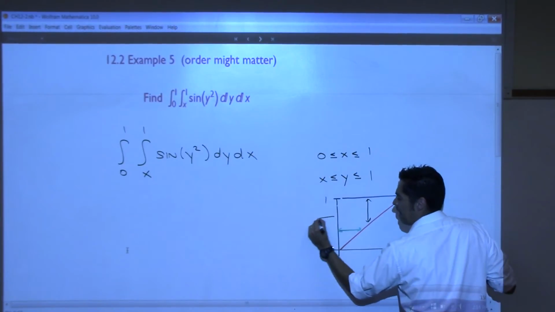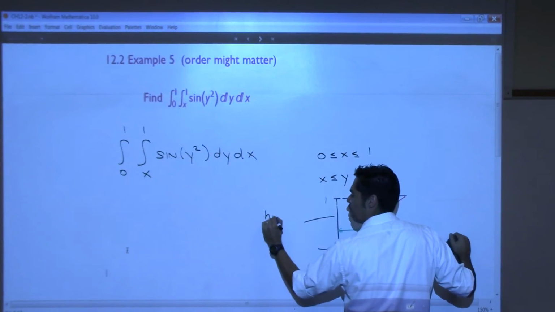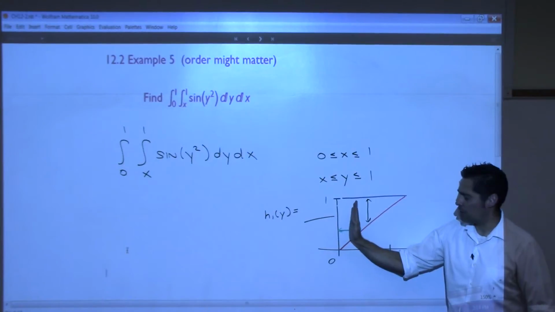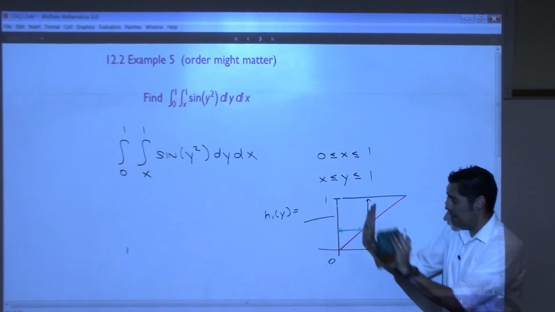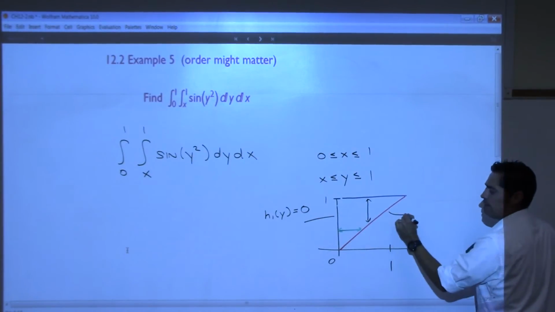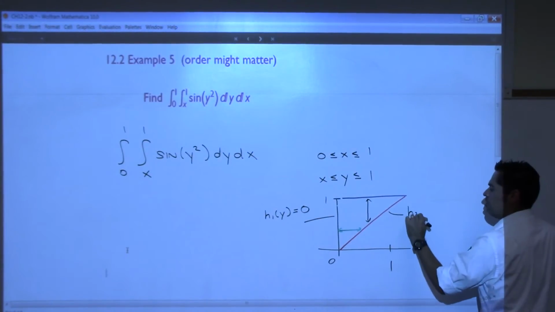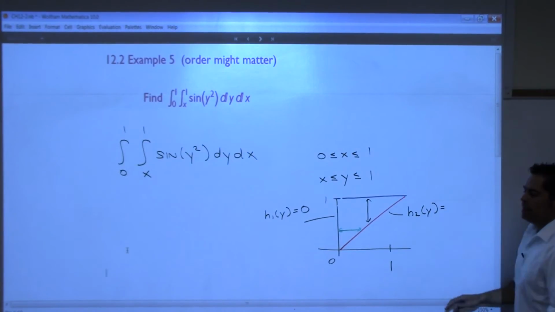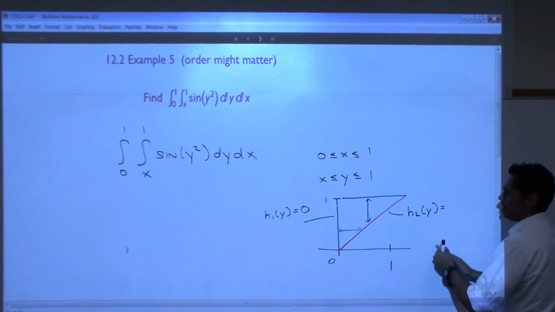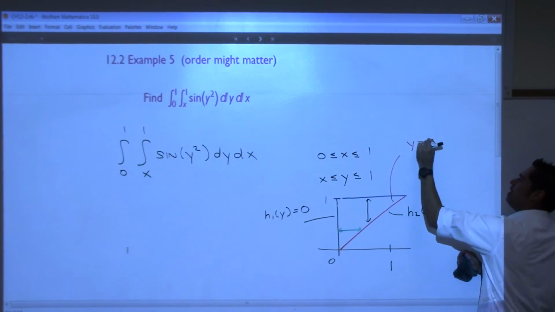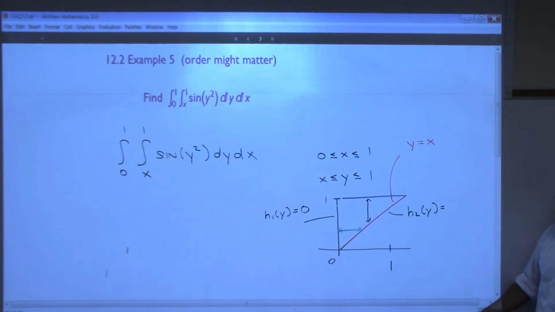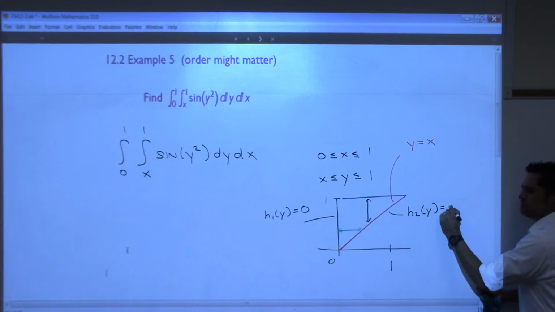So this left bound, which we said was h sub 1 of y, what is that left bound on the y value? Or sorry, on the x value? 0, right? That's fixing my x at 0. It's always 0 the whole time. This one right here, h sub 2 of y, is this equation, which, what was the equation that drew this? Y is x. It's that equation solved for x instead of y, but it's already solved for x. So this is just y.